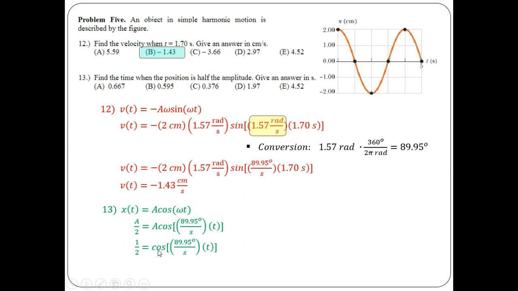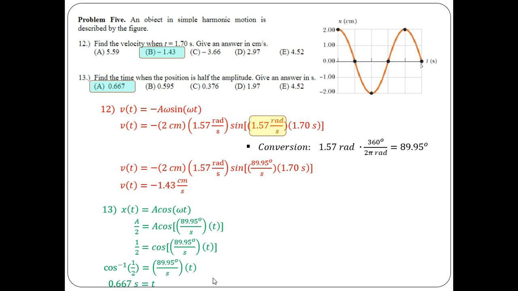So therefore, the first algebraic step to do here is the inverse cosine. Make sure you do your algebra carefully. To get rid of cosine, you do inverse cosine on both sides. That'll leave us with cosine to the -1 of 1/2. And then here it's just 89.95 degrees per second. So if you do your calculator work correctly, you should get a time of 0.667 seconds, which matches choice A.